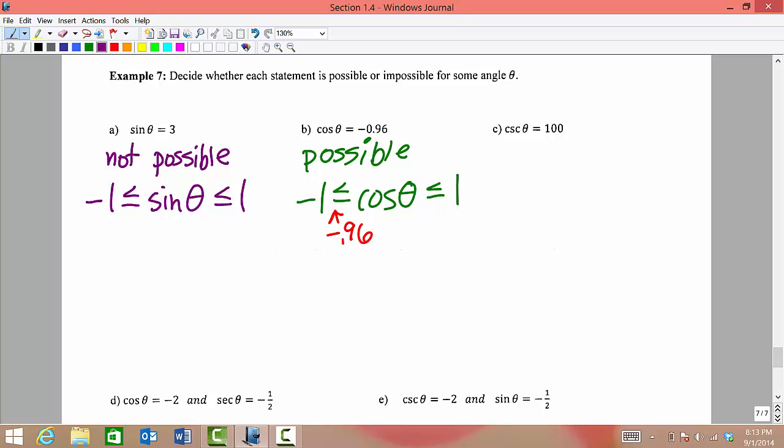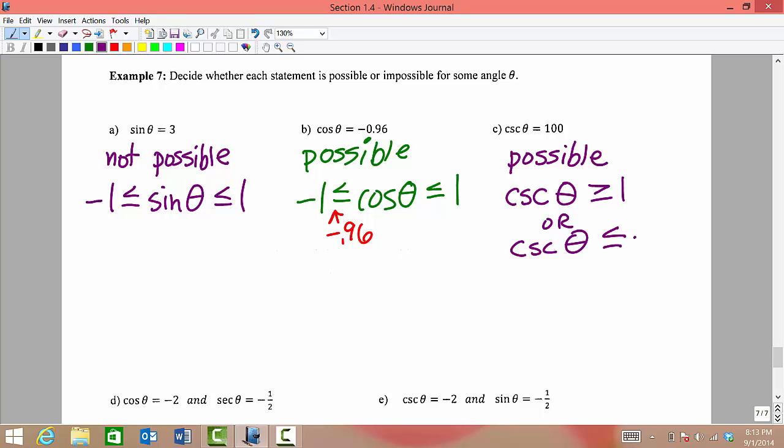Cosecant theta equal to 100. Is this possible or not possible? And the answer for this would be possible. That is possible because cosecant theta must be greater than or equal to 1, or cosecant theta can be less than or equal to negative 1. And here we see that this satisfies the first requirement, cosecant theta being greater than 1. So it is possible for cosecant theta to equal a positive 100.